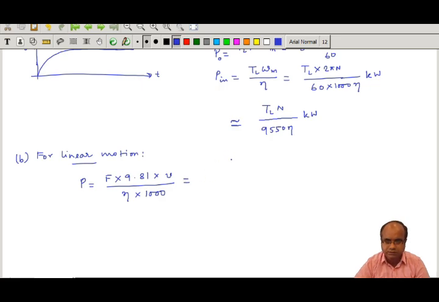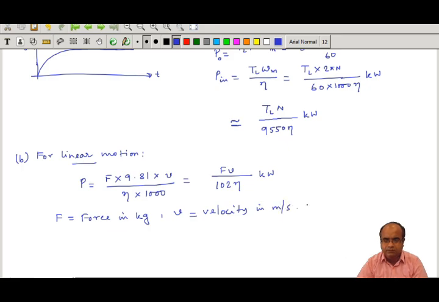Now this becomes F into V divided by 102 multiplied by eta, this amount of kilowatt, where F is the force in kg, and V is the linear velocity in meter per second. Okay.